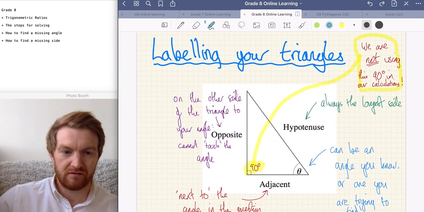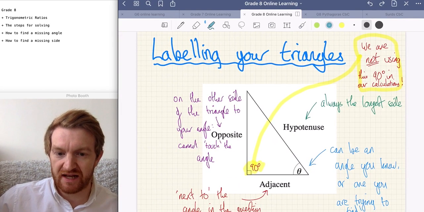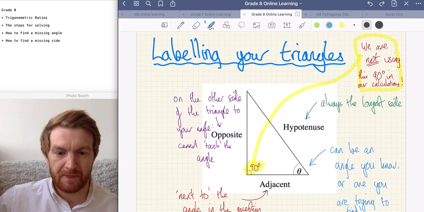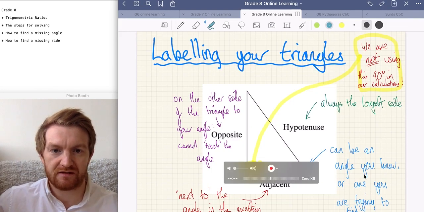So just a little summary there, and you can always pause that and have a little read. It's cropping off a bit at the bottom, but that's okay. I'm just going to pull this up a second.